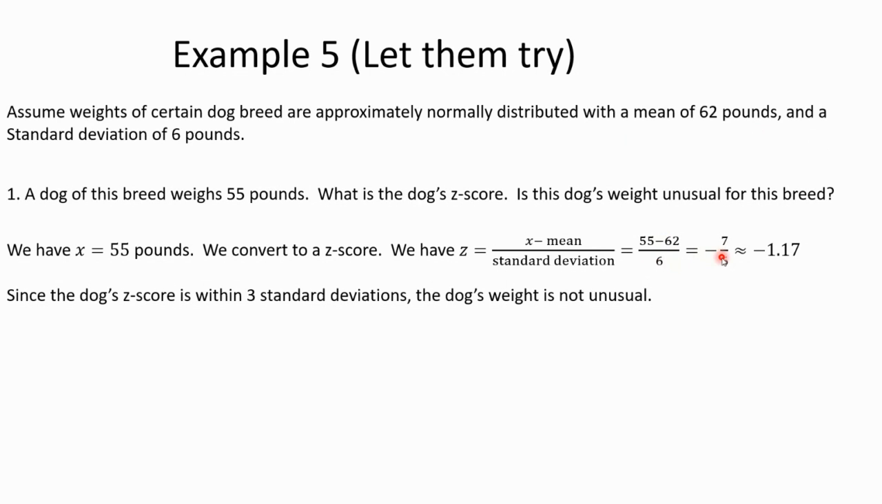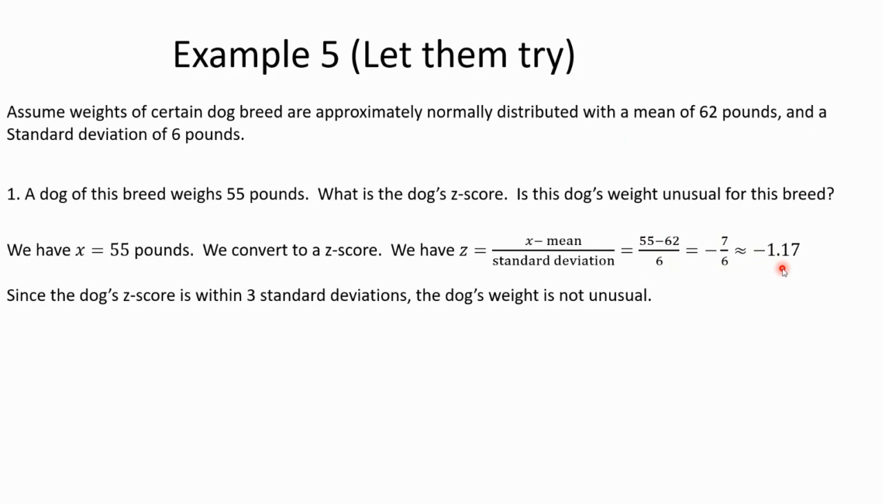And we get negative 7 over 6. I just calculated that in a calculator. As a decimal, we get about negative 1.17. I think what actually happens, it's about negative 1.166, and it never ends, it repeats. So it's about negative 1.17.